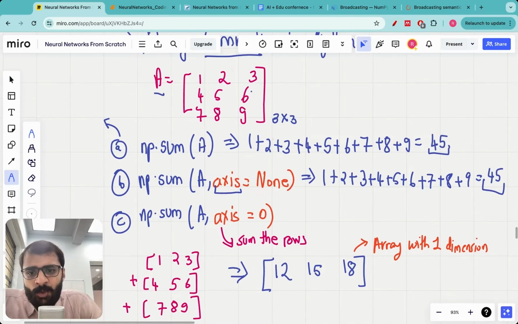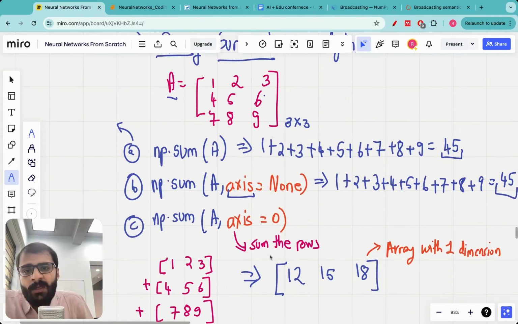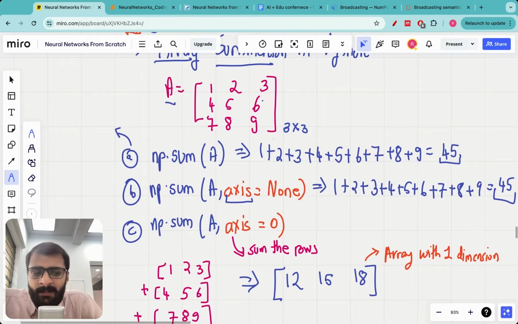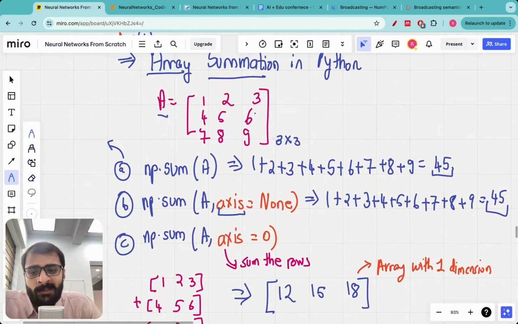The real difference starts to come when we use the axis values as 0 and the axis values as 1. So this might be a bit confusing to remember. So just keep in mind that if we write this command np.sum a comma axis equal to 0, it just means sum the rows of the array. That's it. And when we write this command np.sum a comma axis equal to 1, it means sum the columns of the array. So for example, let's look at np.sum a comma axis equal to 0, which means we have to sum the rows.